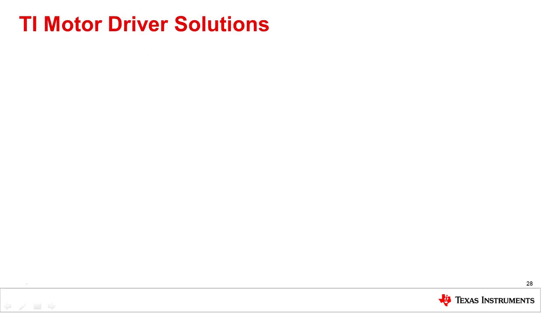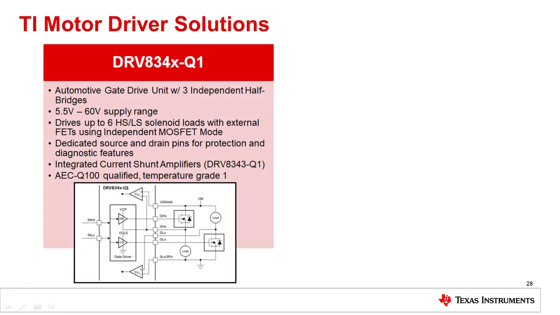TI offers motor driver solutions that address all of the previously discussed issues. There are two families of automotive-grade TI motor driver solutions that have independent half-bridge or MOSFET modes to drive engine loads independently. The DRV8340Q1 and 8343Q1 are automotive gate drive units with 3 independent half bridges rated up to 60 volts max. They are versatile parts that can control a variety of load configurations, including up to 6 high side or low side solenoid loads using independent MOSFET mode.